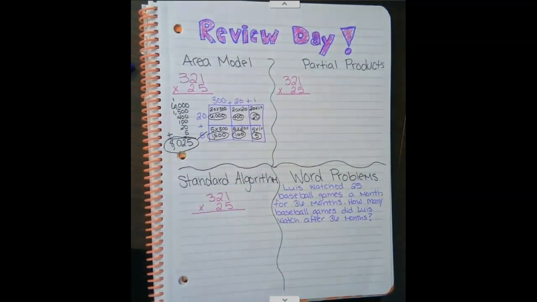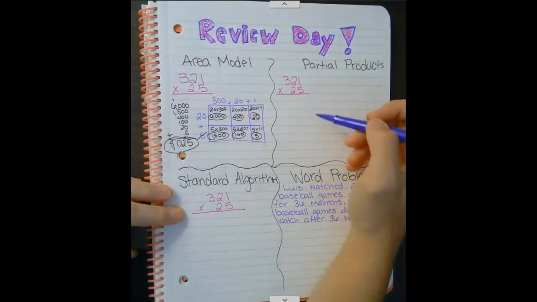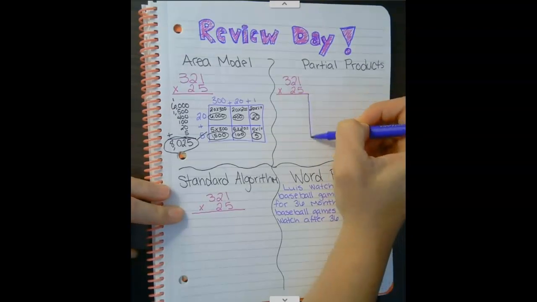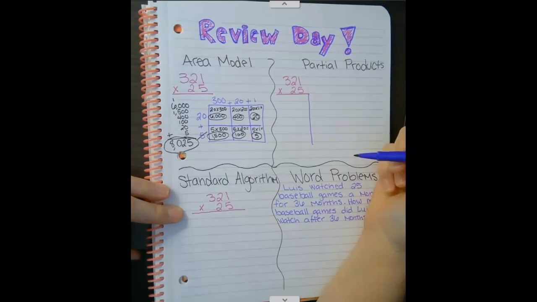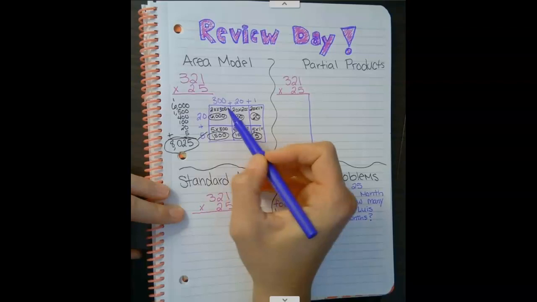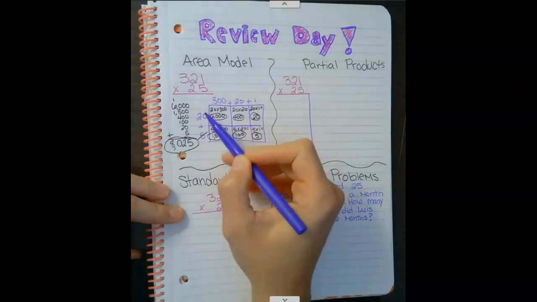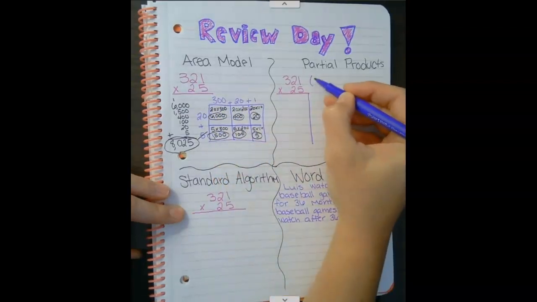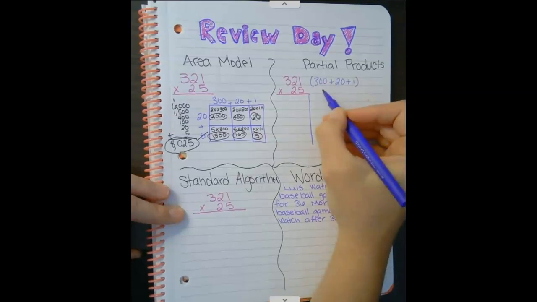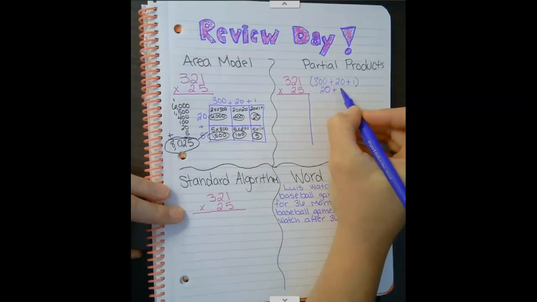Now for partial products, which is my personal favorite, I'm going to take the same problem and I'm going to draw a line down, okay? And then what I'm going to do is I'm going to expand out just like I did over here with the 321 and the 25. I expanded them out. I'm going to do the same thing just right here. 300 plus 20 plus 1. And then I have 25, oops, 20 plus 5.